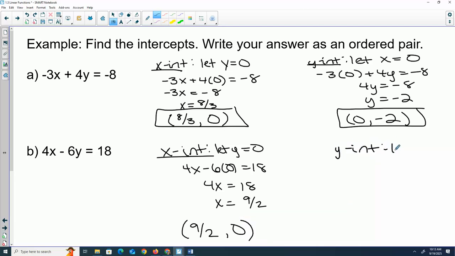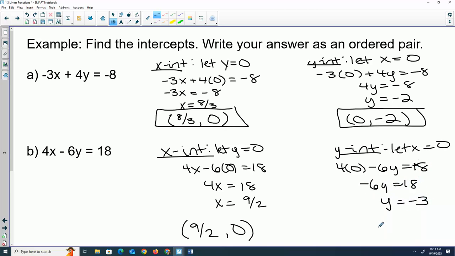Your y-intercept, we have to let the x value equal 0. So -6y equals 18, and y is -3. So x is 0, y is -3. Any questions there?